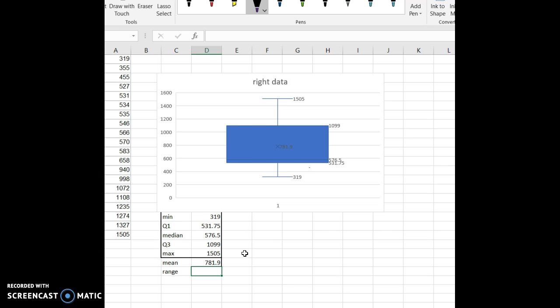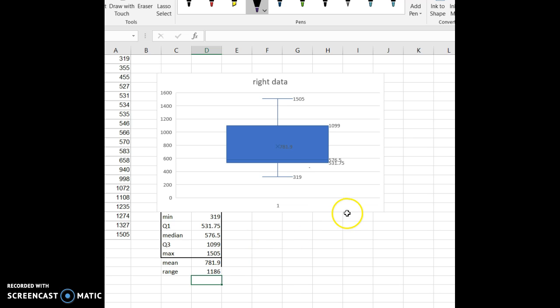The range is when we take the maximum minus the minimum. Now, if you can't work that out in your head, remember you put equals for a formula, 1505, take 319, press enter, and it tells me the range is 1,186 numbers, basically, that it covers. Now, we've got to remember that's 1,186 milliseconds. So we're still talking just over a second. And the range therefore goes from 0 to just over a second between them.